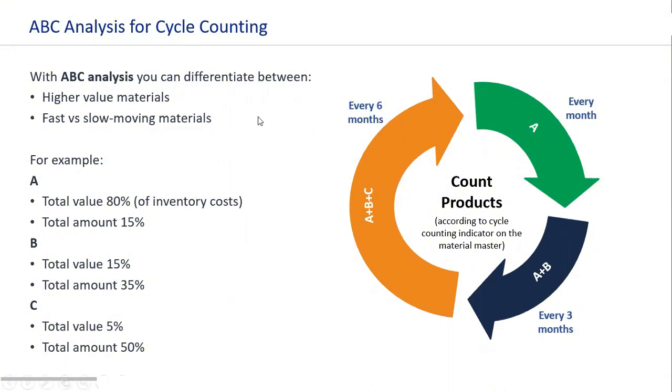So again, this is just going through the ABC analysis, so how you set your indicators in the product master, so it can differentiate between higher value materials or fast and slow materials. So example A, every month, total value 80%, total amount 15%. That's sort of the logic.